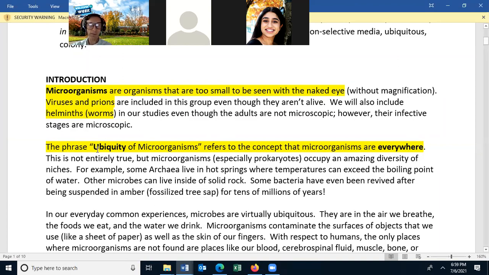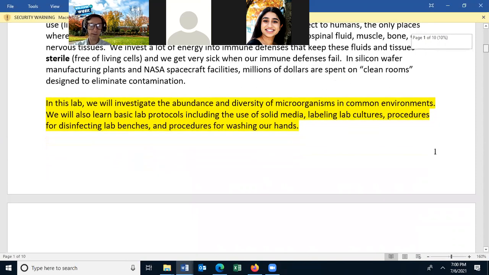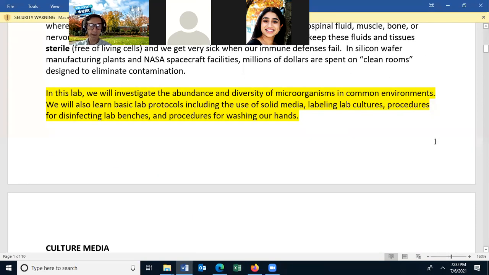The phrase ubiquity of microorganisms refers to the concept that microorganisms are essentially everywhere. As we showed you on the picture of the planet, microorganisms were everywhere we looked except on lava in the volcanic vent. In this lab, we're going to investigate the abundance and diversity of microorganisms in common environments. We'll also learn basic lab protocols, including the use of solid media, labeling lab cultures, procedures for disinfecting the lab benches, and procedures for washing our hands.